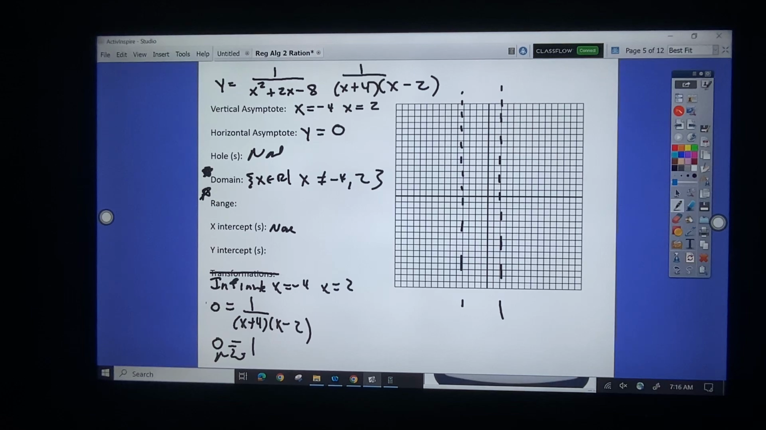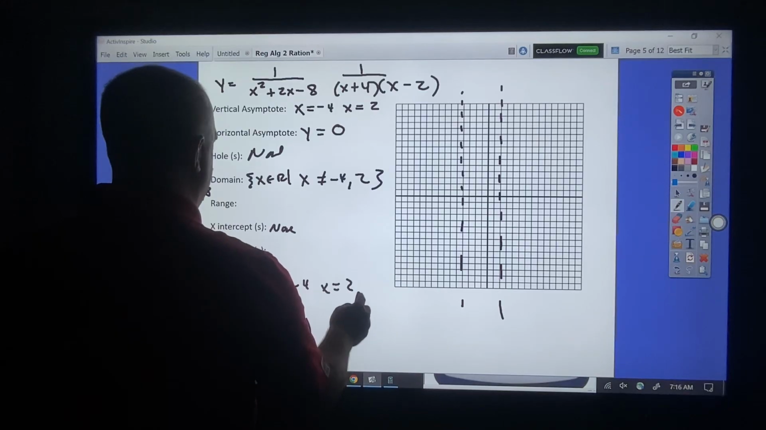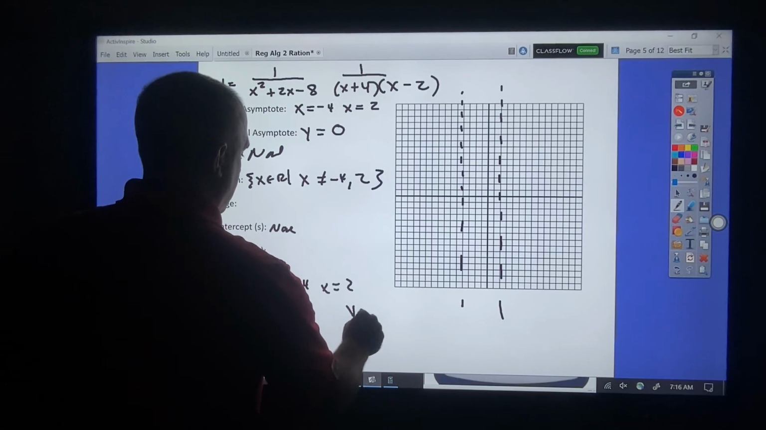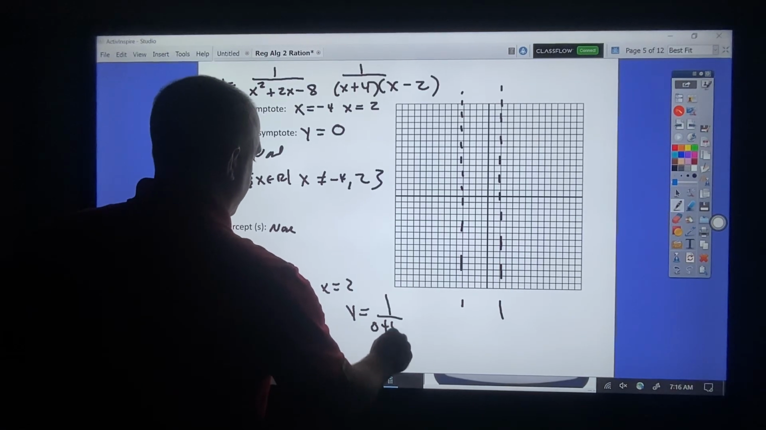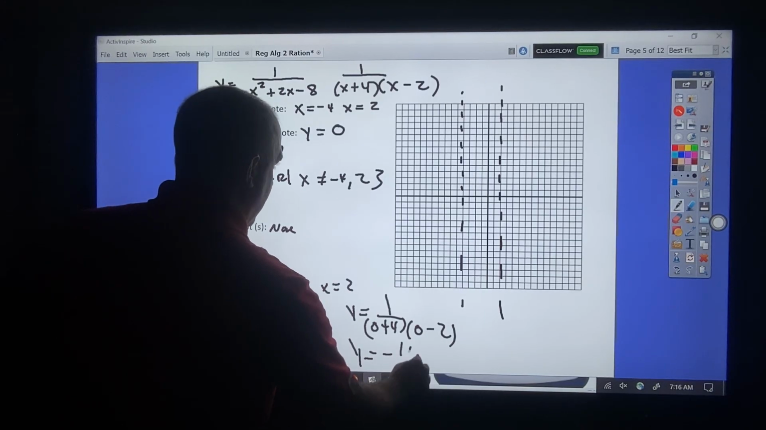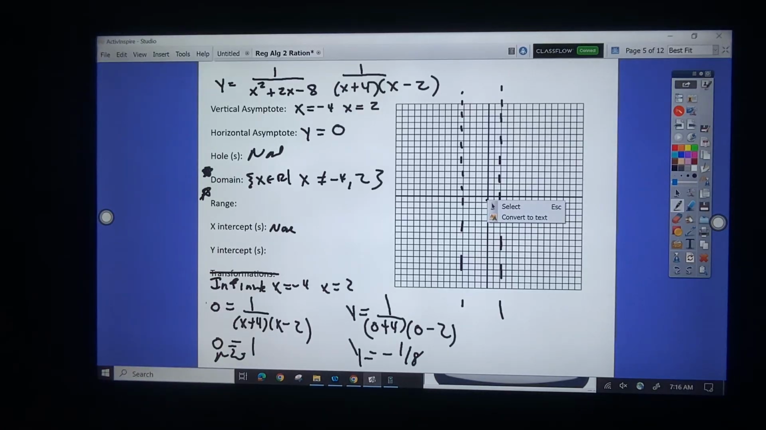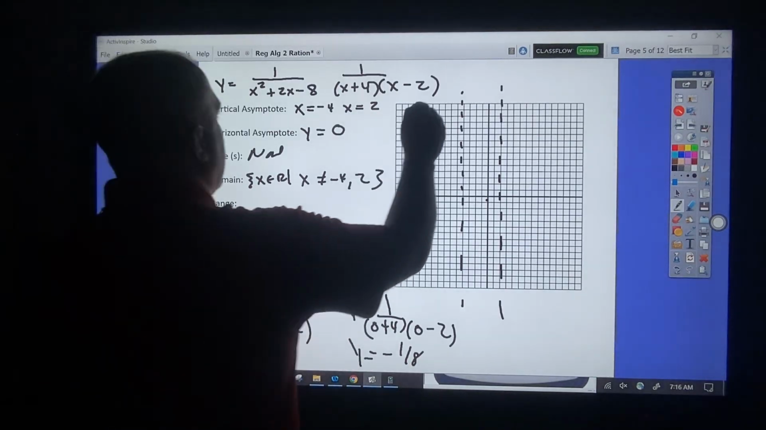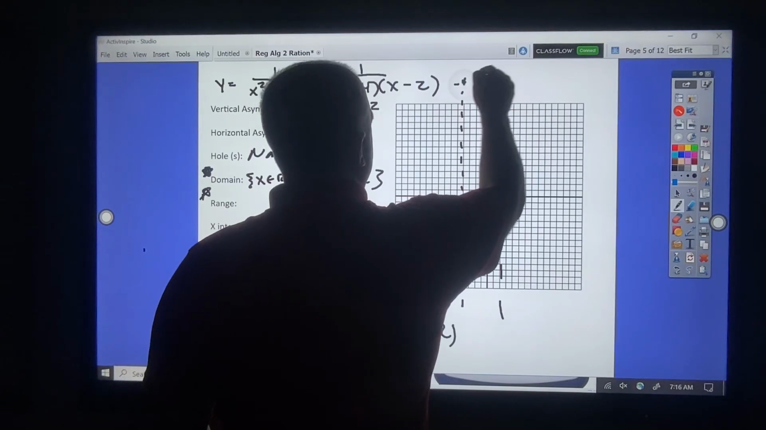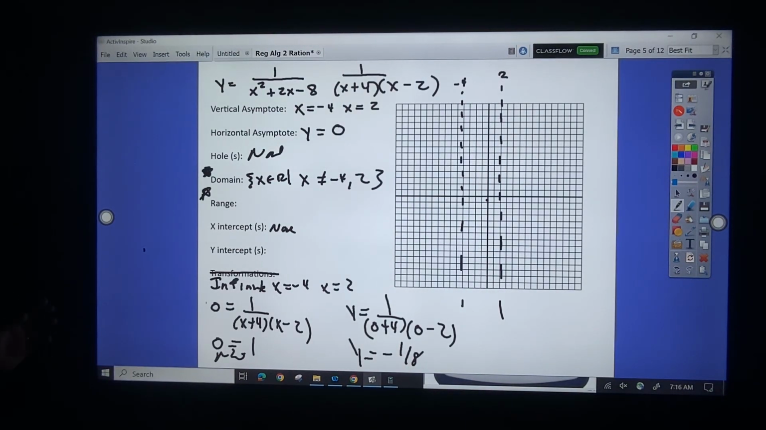Okay, all right. And then for the y-intercept, I put 0 in for y, 0 in for x, I'm sorry. 0 plus 4, 0 minus 2, so that's going to be y equals -1/8. Okay, so that's going to be here. Okay, now, the thing that's tricky with this is that you want to build, I've got, this is -4, this is 2. So I want to sort of see what this is doing, okay?